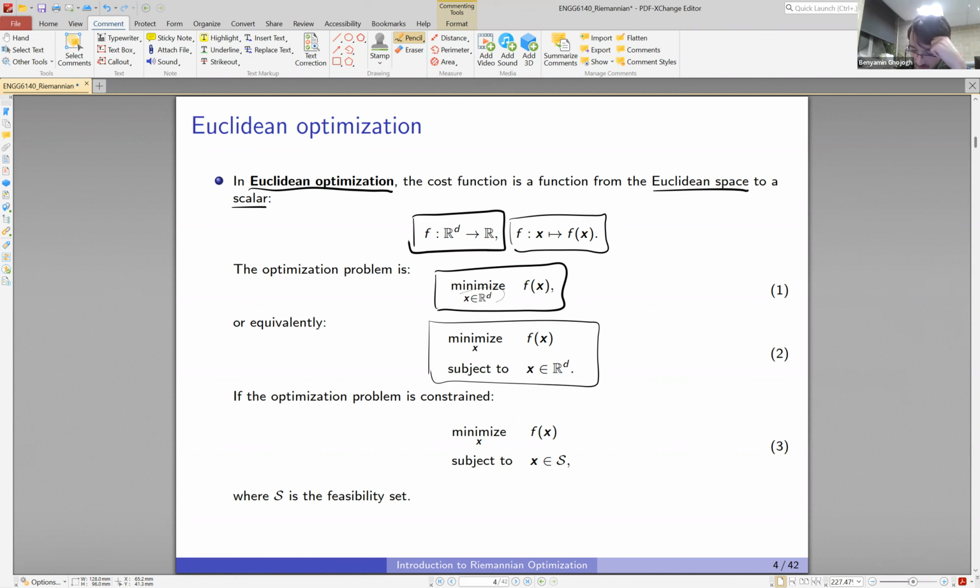So I have brought these as a constraint. Usually in Euclidean optimization, this is a default constraint. So when we have only this constraint, we can consider this optimization as an unconstrained optimization problem. If the optimization problem is constrained, we actually have inequality and equality constraints. Then we have a feasibility set defined by the intersection of the constraints, and that will have this: minimize f of x with respect to x subject to x belonging to the feasibility set.